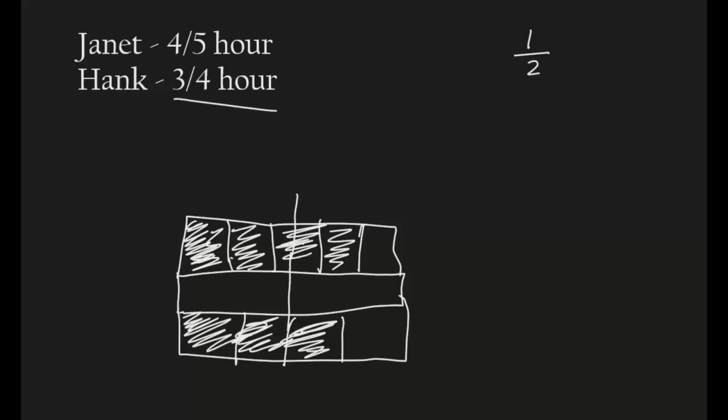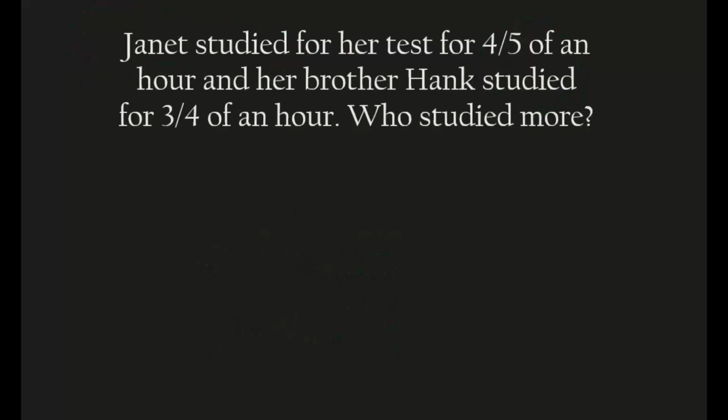So now let's color the parts that we don't need in a different color. So there we go. So obviously both of them are more than 1/2 because that's our benchmark fraction. But we need to find which one is more than the other. Obviously, they're almost the same, but 4/5 of an hour, so Janet has a little bit more because there's a gap right here. So that means Janet studied more. So let's go back here and write that down.